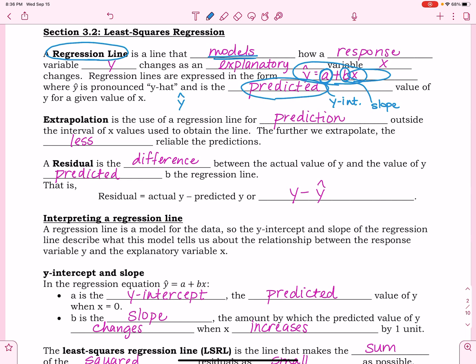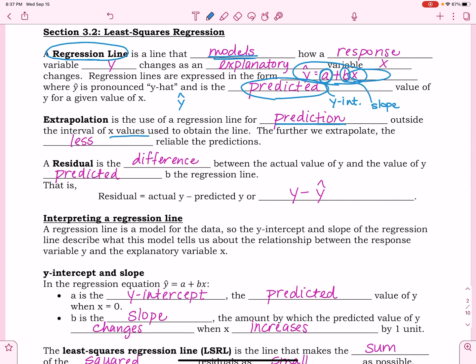So leading into extrapolation, what is extrapolation? Well, extrapolation just occurs when you're trying to make a prediction too far outside the domain, that's your x values, because the farther out you get from your domain of your data, the less reliable your predictions will be. So you just have to be a little cautious with that.